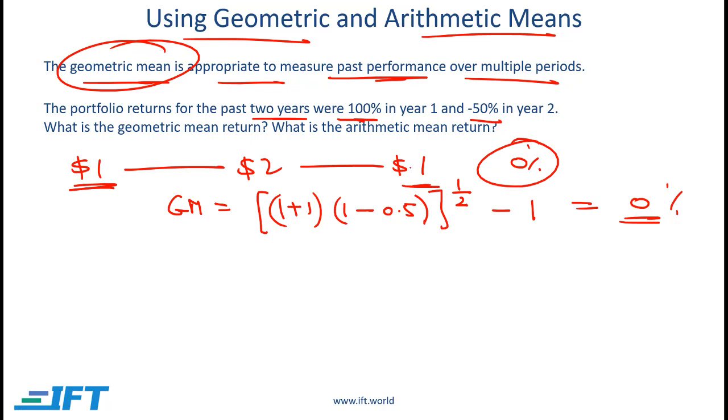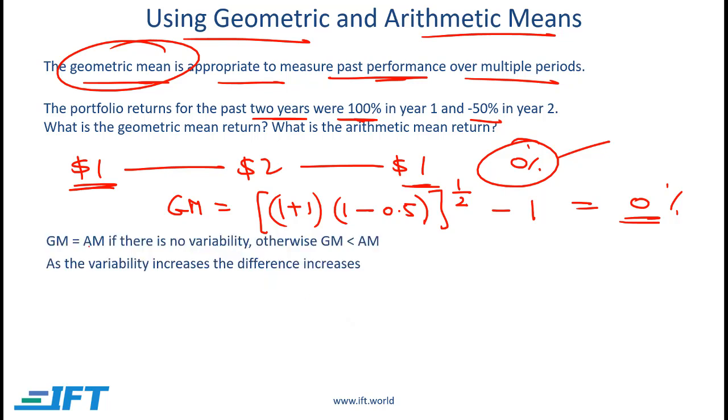If we were to use the arithmetic mean, then we would take the average of 100 and minus 50. So that would be 100 minus 50 divided by 2. So this would be 50 over 2, which is 25%. So the arithmetic mean is 25%. And clearly we can see here that the more relevant number is 0%. So the bottom line is when we are looking at time series data or return data over a period of time, we should use the geometric mean and not the arithmetic mean.